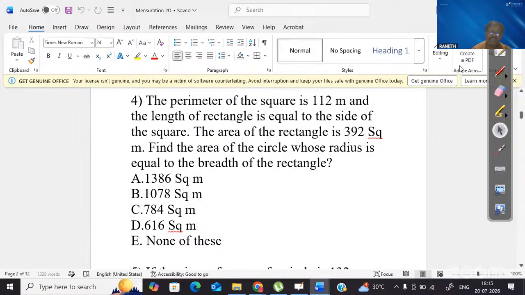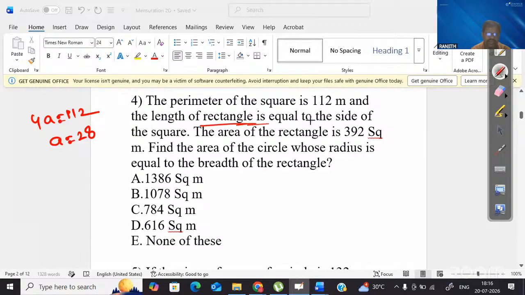The perimeter of the square. What is the perimeter of a square? 4a. 4a equal to 112, where a equal to 28. Perimeter of the square is 112 and the length of the rectangle is equal to the side of the square. What is the side of the square? I am getting a equal to 28. So he is saying that the length of the rectangle is the side of the square and the area of the rectangle is 392.